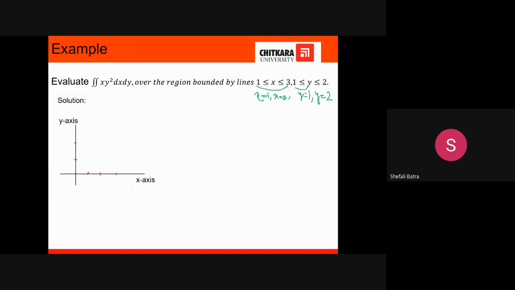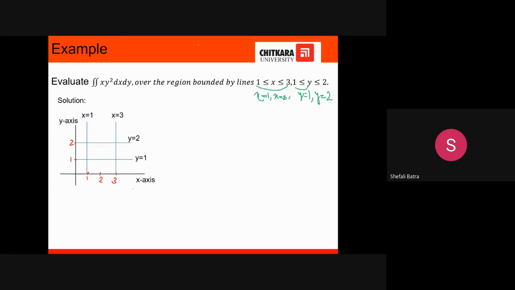Okay. So let us draw. This is your x-axis and this is your y-axis. So you need to draw the line x is equal to 1, x is equal to 3, y is equal to 1 and y is equal to 2. So we are marking these points 1, 2, 3, 1 and 2. So x is equal to 1, x is equal to 3, that would be parallel to the y-axis. Now next is y is equal to 1 and y is equal to 2. So you have drawn these lines, right?